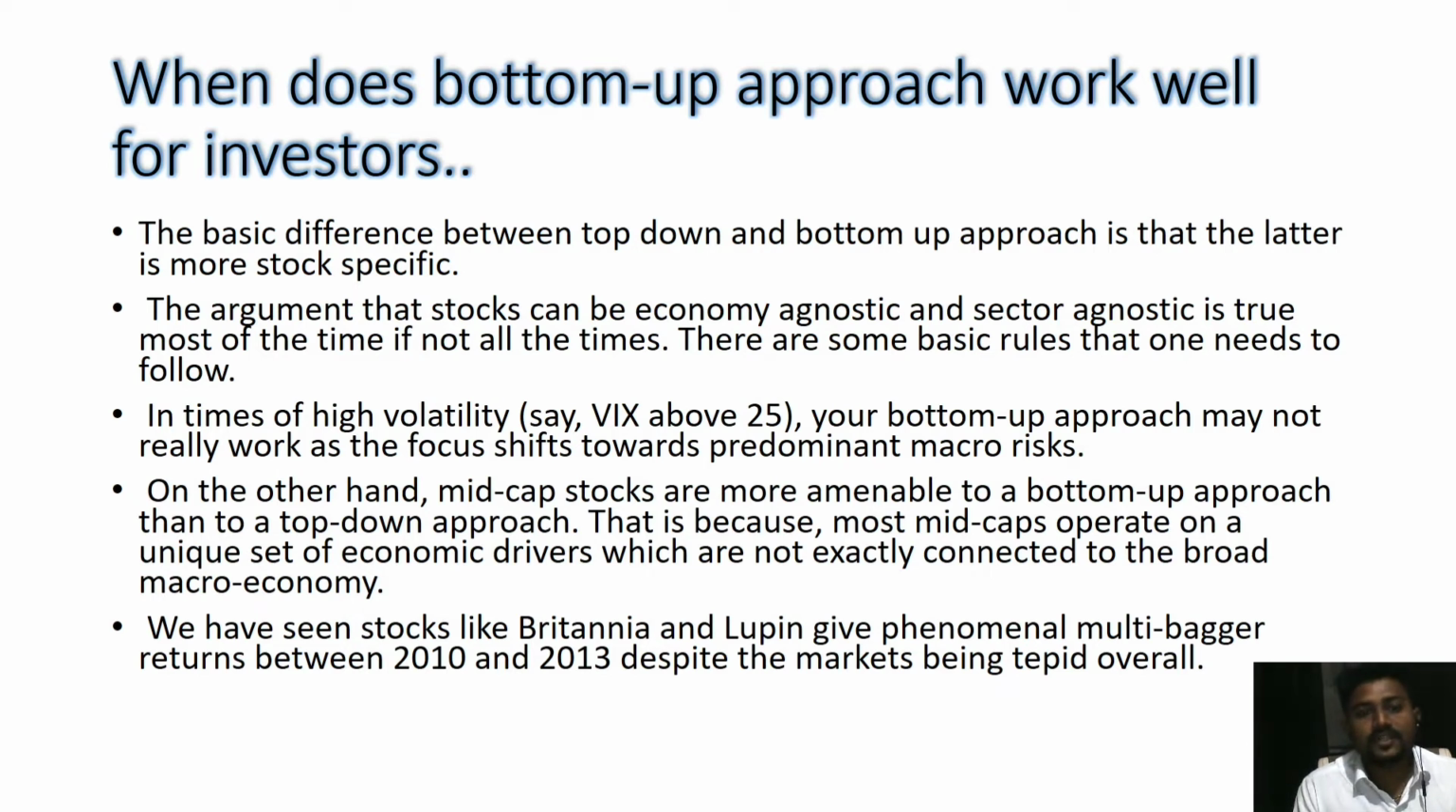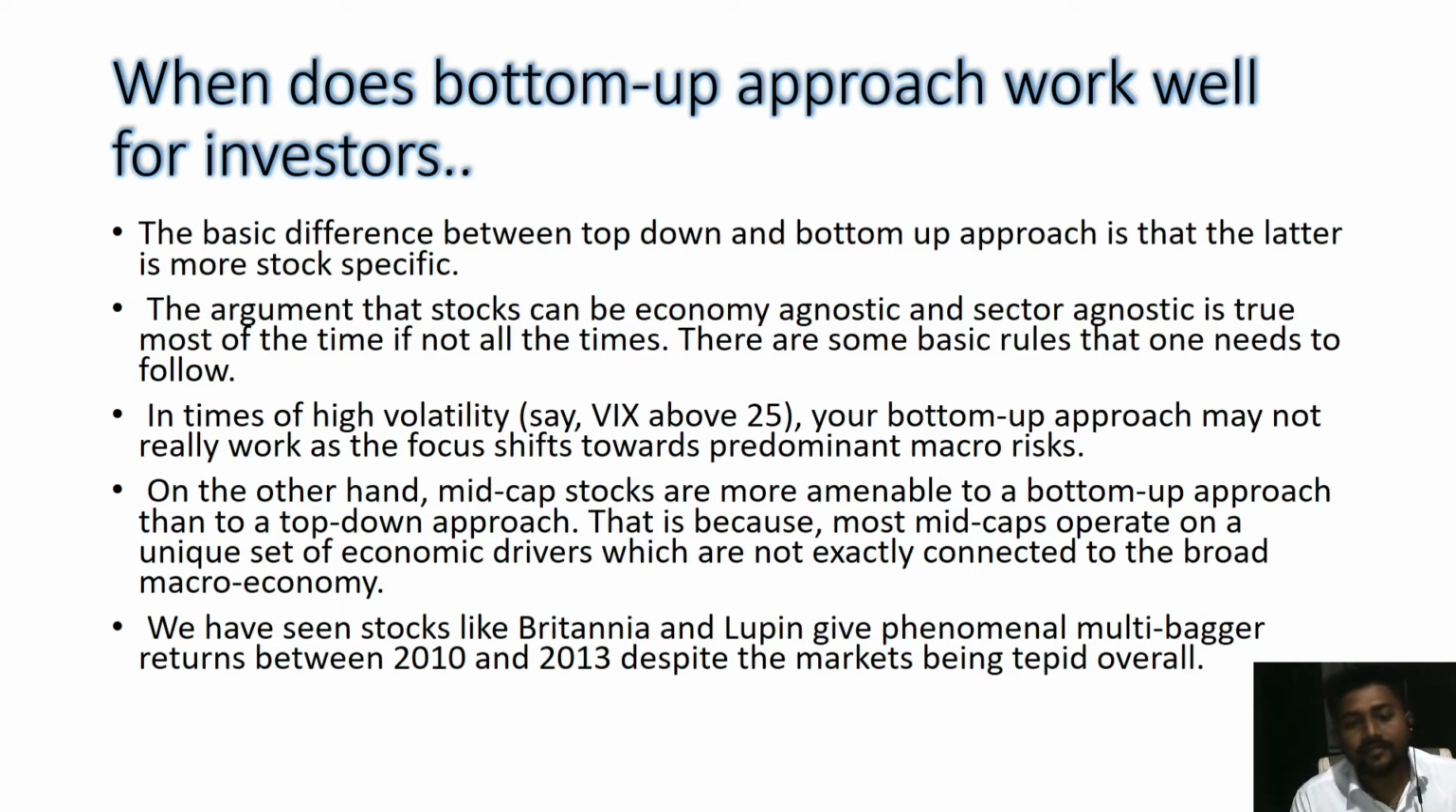The basic difference between top-down and bottom-up approach is that the latter is more stock specific. The argument that stocks can be economy agnostic and sector agnostic is true most of the time, if not all the times. There are some basic rules that one needs to follow. In times of high volatility, your bottom-up approach may not really work as the focus shifts toward predominant macro risks.